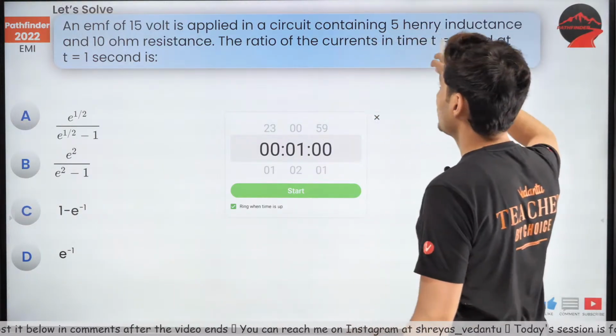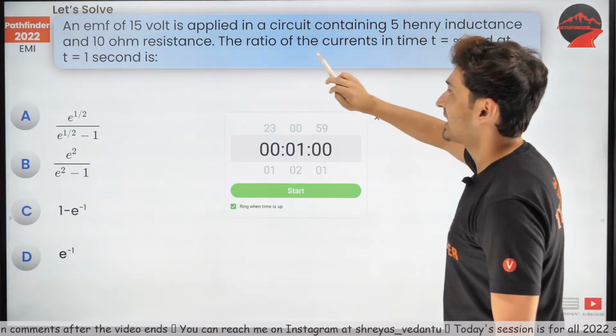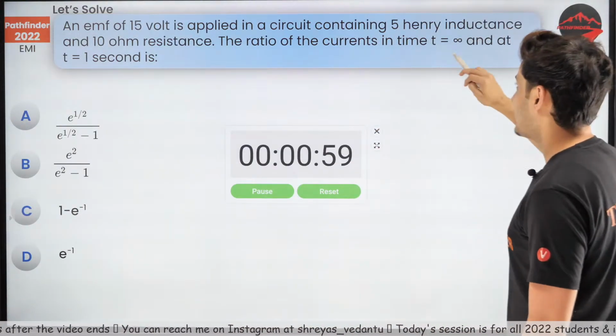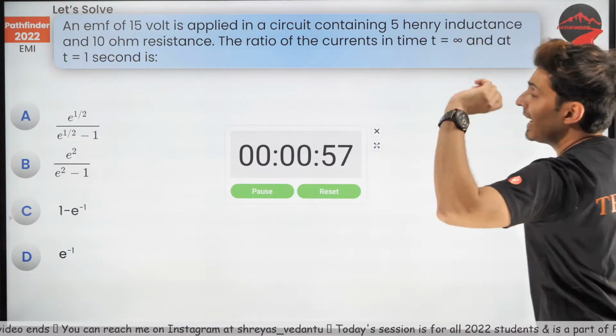An EMF is applied to a circuit. 5 Henry is the inductance, 10 ohm is the resistance. What is the ratio of the current after a long time and at t equal to 1 second? Just take the ratio.